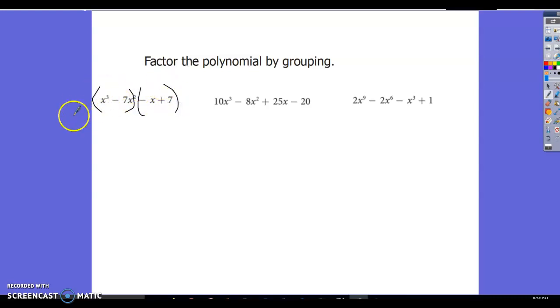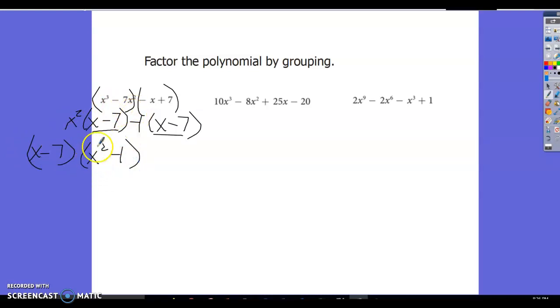All right, the first one I'm going to factor out an x squared. And I'm left with x minus 7. And then I'm going to factor out a negative 1. And I'm left with x minus 7. Because negative 1 and negative 7 give me plus 7. Remember, now we can factor out the common factor, which is x minus 7. And we have x squared minus 1 is our other factor.